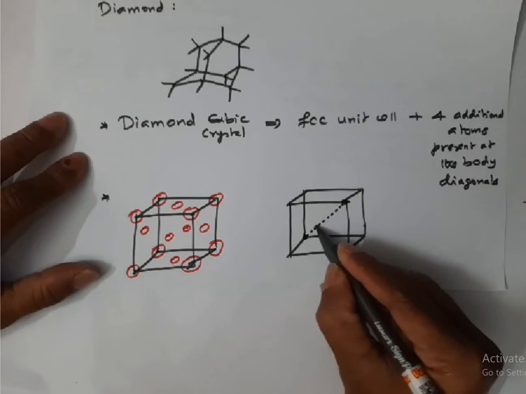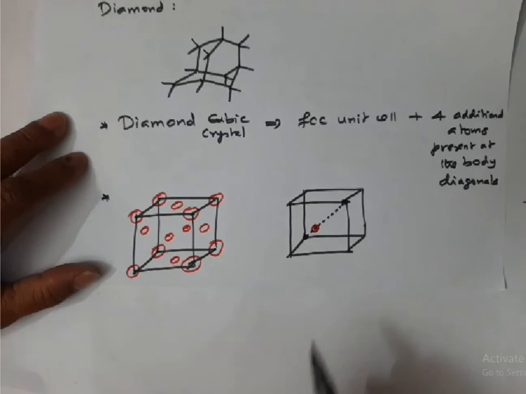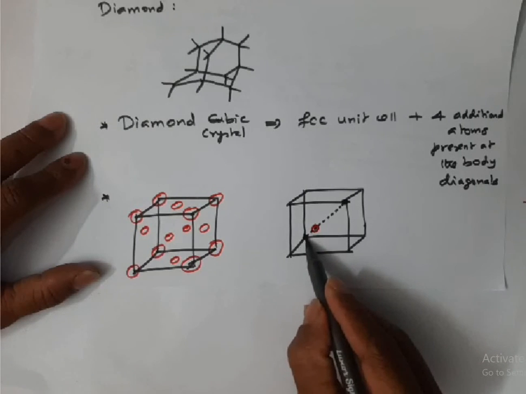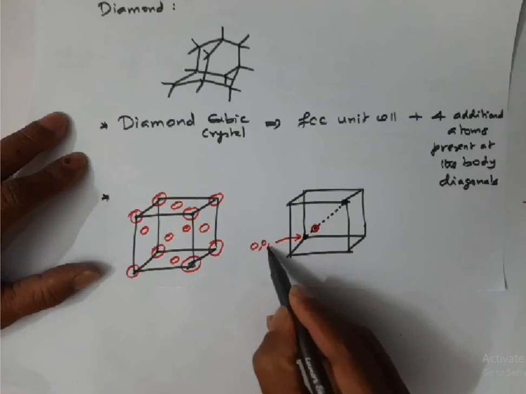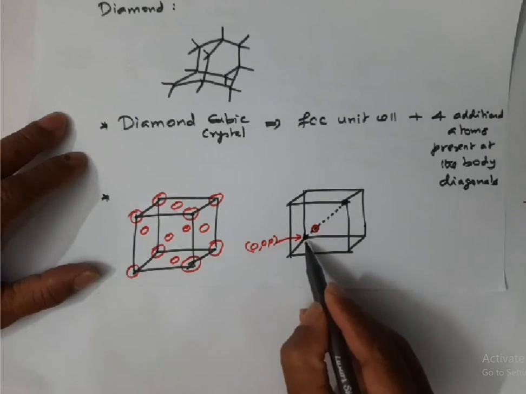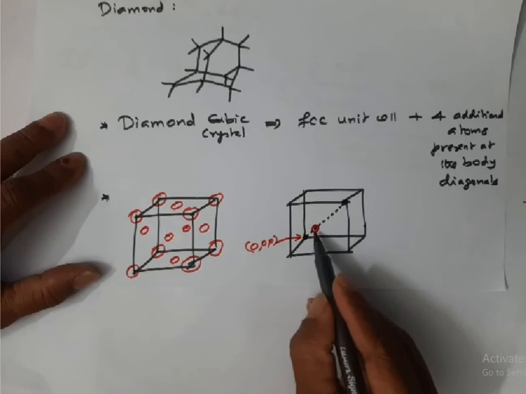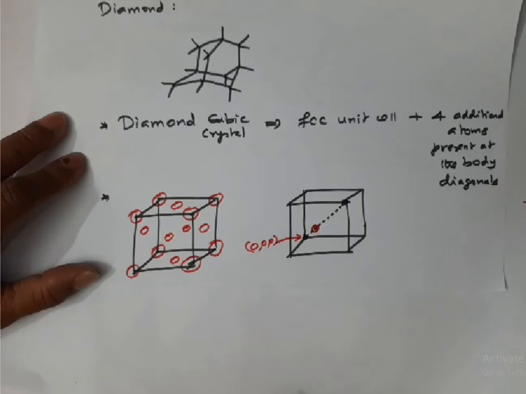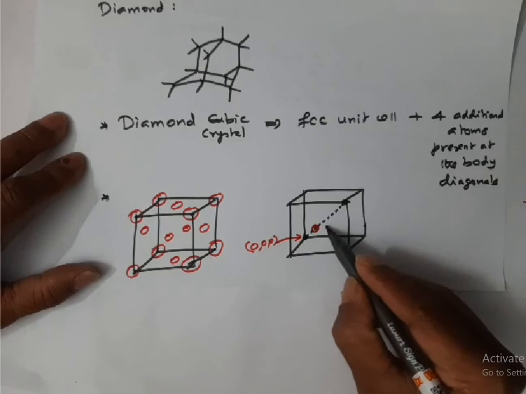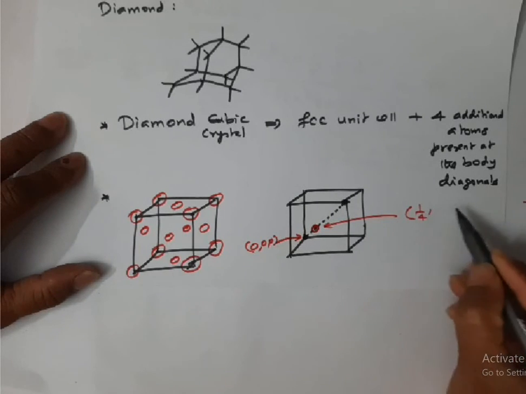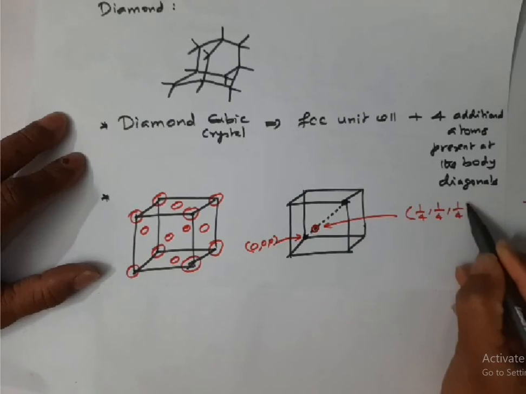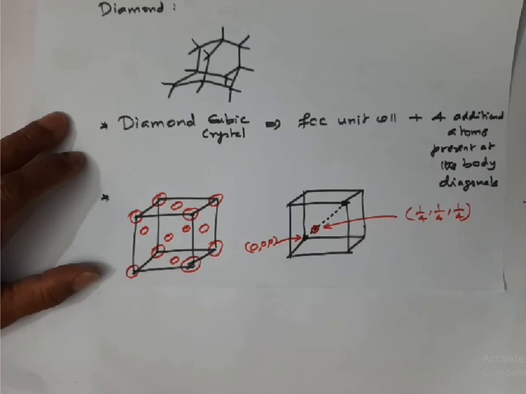In this body diagonal, I'm going to place an atom at this position. Suppose this corner is the origin: X value is 0, Y value is 0, Z value is 0. Then this atom is present at X value of 1 by 4, Y value of 1 by 4, Z value of 1 by 4. That is the position of one carbon atom in the unit cell.